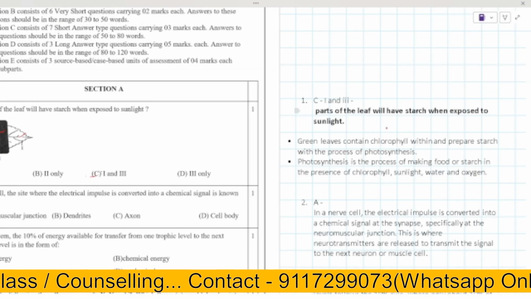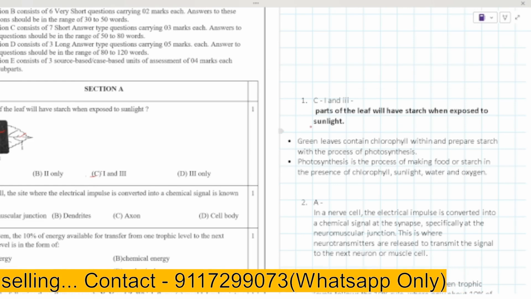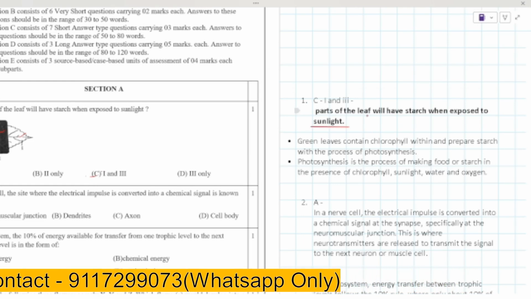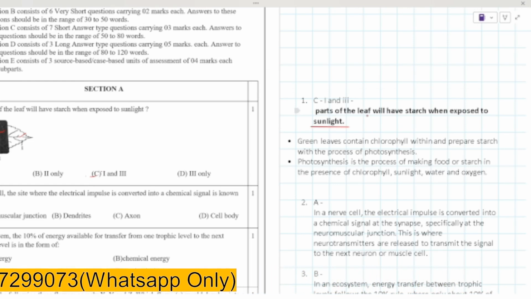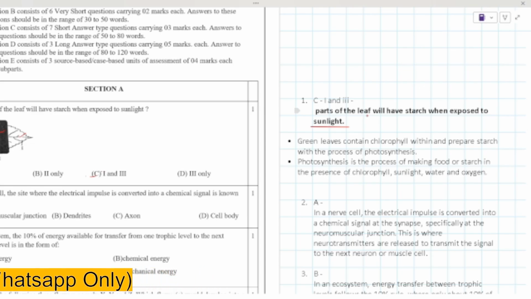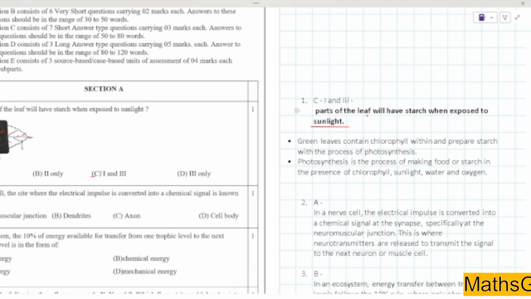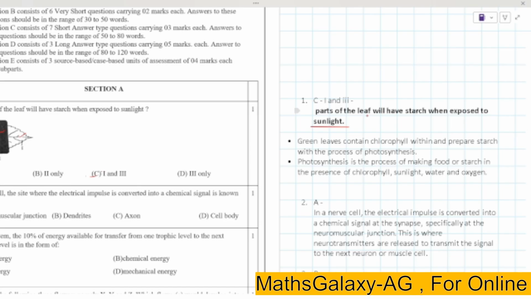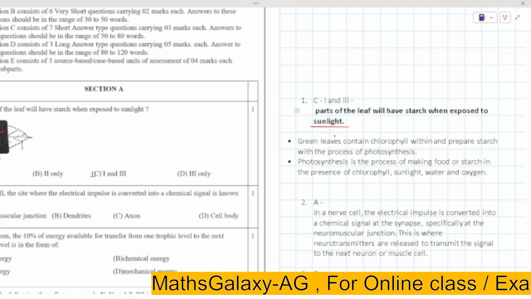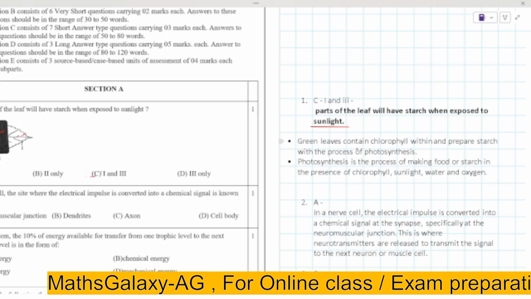The part of the leaf which has starch is the part exposed to light. That part only gets sunlight, right? So on that part you will find the starch. Is it clear?